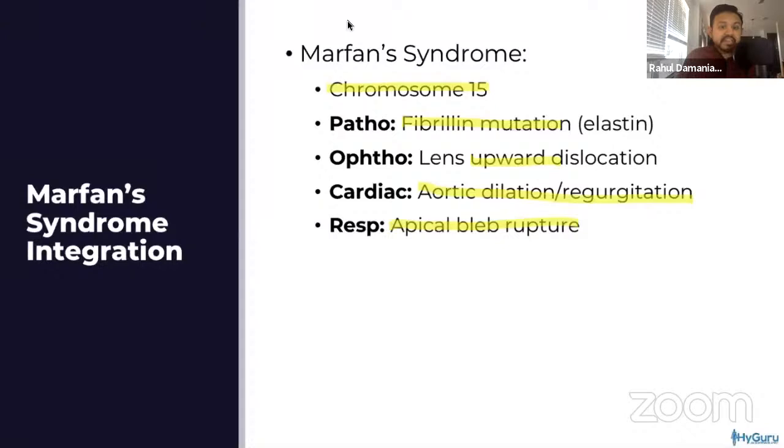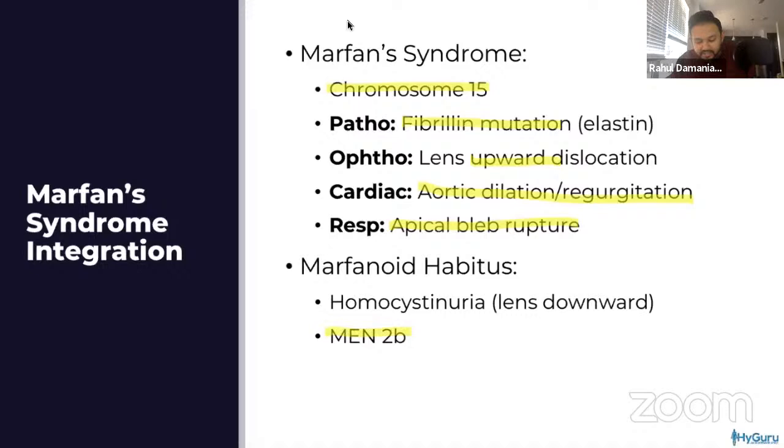Remember that these patients are going to be very tall and lanky, but where else can you see the marfanoid habitus? Well, we talked about MEN2B, but another important one is homocystinuria. And here's a subtle point, that in homocystinuria, the lens dislocation is going to be downward and medial, whereas in good old-fashioned Marfan syndrome, it's going to be an upward and lateral dislocation.